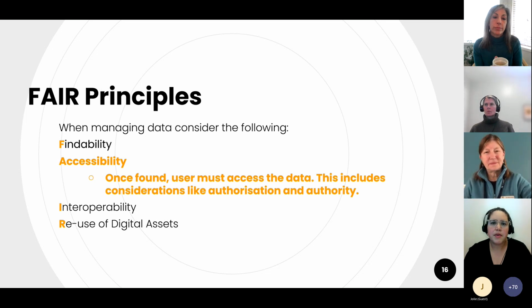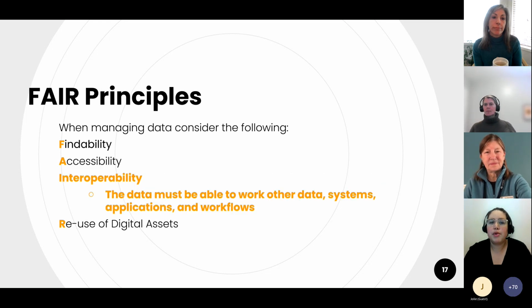This is one that it's often helpful to think a little bit sort of really longitudinally. Oftentimes what seems really accessible and easy right now is not necessarily the same in the coming years, decades. Next slide is interoperability. So the data must be able to work with other data systems, applications, and workflows. So it's best when considering research data management to consider how that research will exist outside of its initial purpose and platforms.